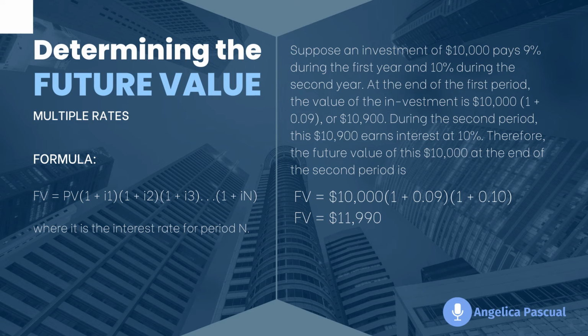Therefore, the future value of this $10,000 at the end of the second period, we can write more generally as FV equals PV times (1 plus I first year) times (1 plus I second year) times (1 plus I third year), and so on, or (1 plus I) to the N, where N is the number of interest rate periods, here a year. Example: $10,000 times (1 plus 0.09) times (1 plus 0.10) equals 11,990. So the future value of $10,000 at the end of the second period is $11,990.